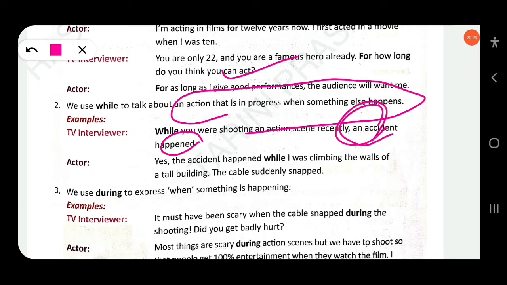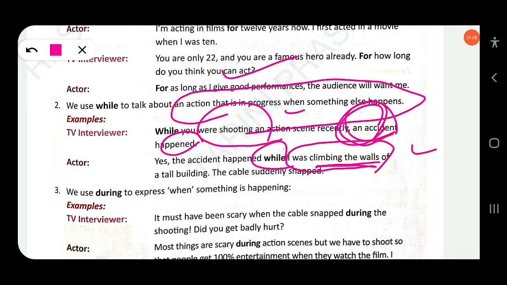So here the earlier action, you were shooting an action. This is the first action, and the second action, an accident happened. That means we can say one action is in progress when something else happens. Next, the accident happened while I was climbing the walls of a tall building. The cable suddenly snapped. That means which action was continuing? I was climbing the walls of a tall building, and at that time another action started. Which action? The cable suddenly snapped.